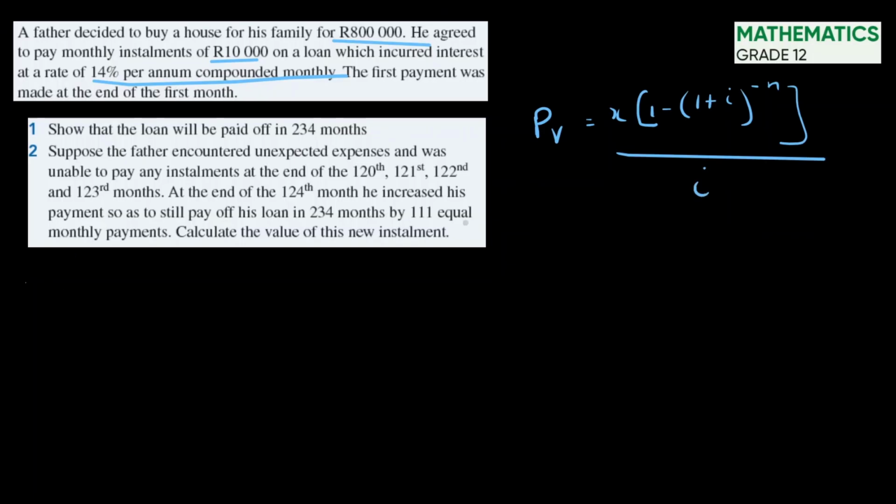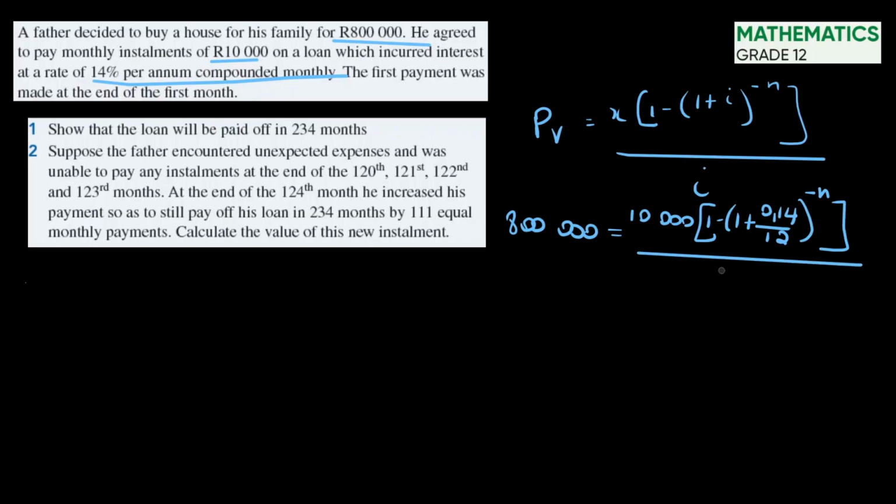So what do we have? We have present value, which is 800,000. That's the loan amount, equals to 10,000, which will be the monthly installments, times 1 minus 1 plus the interest, which is 14%. 14% divided by 100 is 0.14, divided by 12 because it's compounded monthly, to the power of minus n, which is in months. So we need to calculate what that n is, and the i is 0.14 divided by 12.